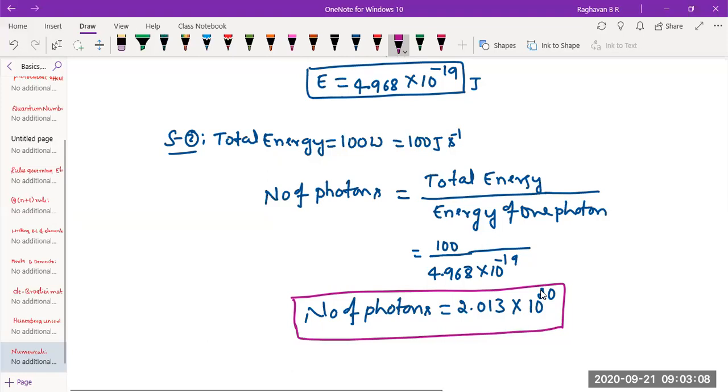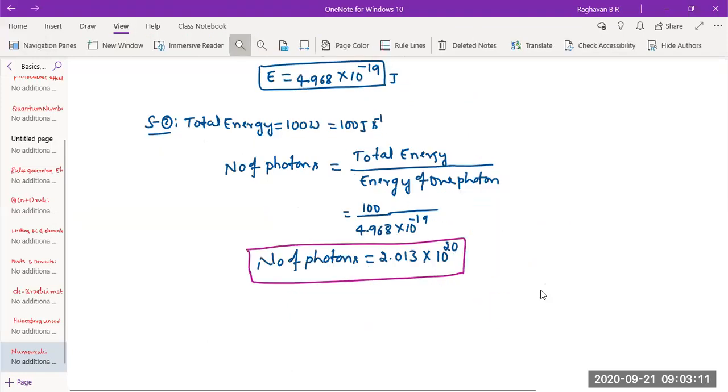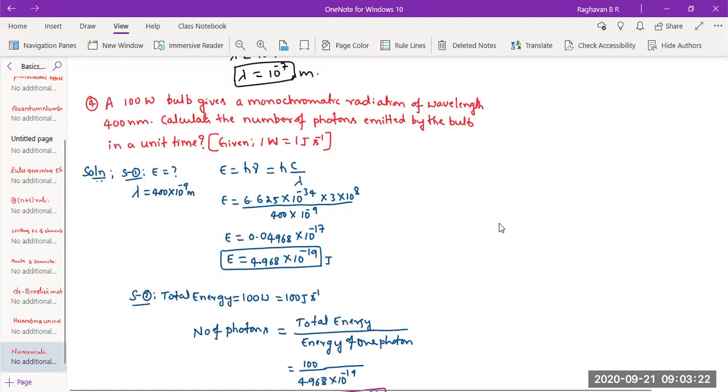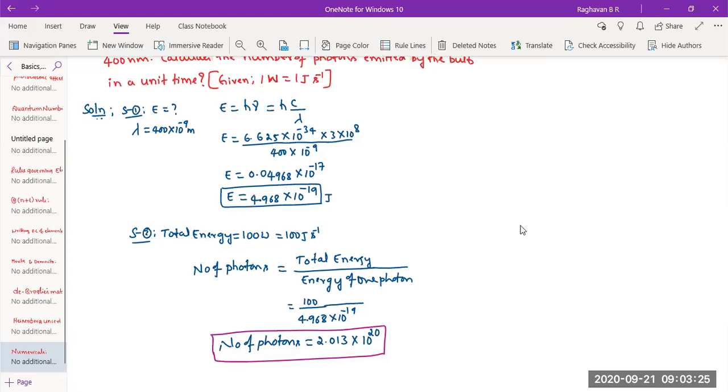I'll just zoom out so that all of you can see the problem. 10 to the power 22? No. 100 has been divided actually. That's all. 100 divided by 4.968, it is actually almost 5. No, 2 point something it will come. So let me know once you have copied down completely.